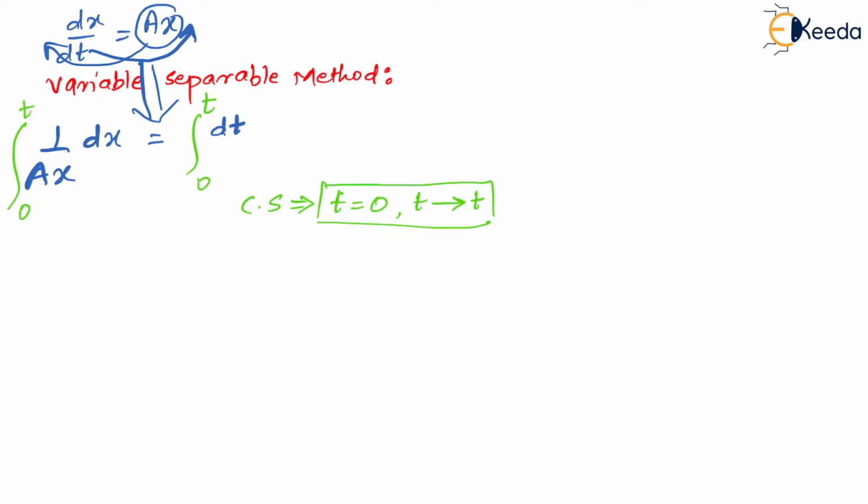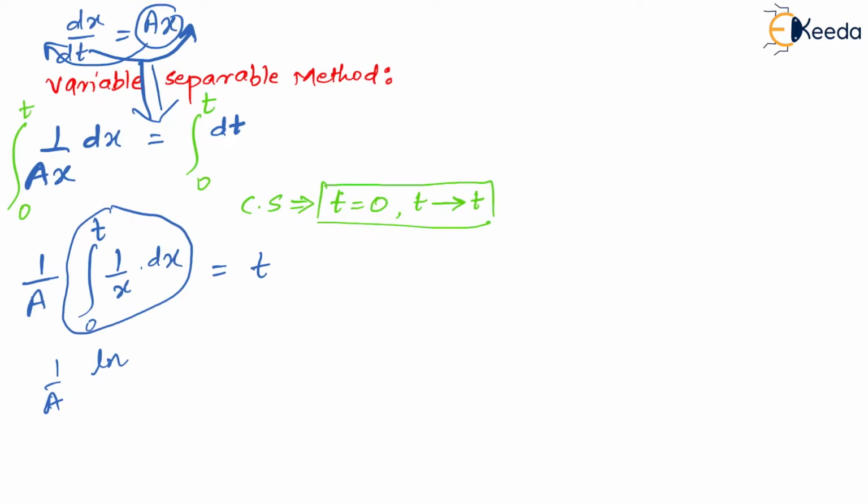Now let us solve that. If you see here, 1 by a will be common, that will come out, and you will have the integration of 1 by x dx from 0 to t, which is also equal to what? Yes, the integration of dt from 0 to t will give you t, right? If I integrate this one, what do I get? I get 1 by a into ln of x, and this is also t. So here the limits you are going to apply are from 0 to t. Similarly, these limits are from 0 to t.